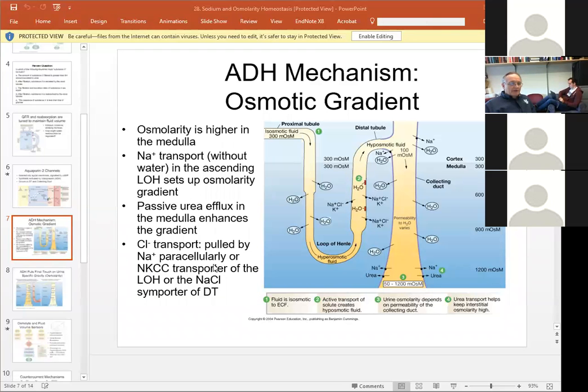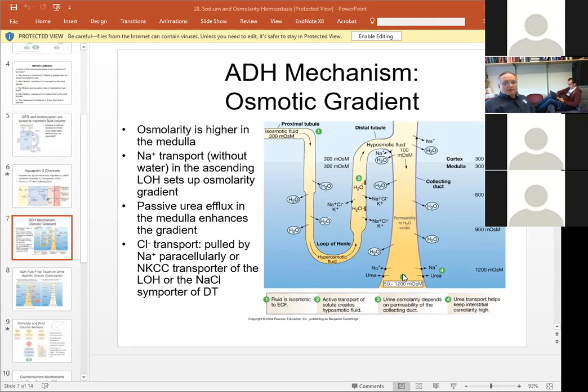The potassium chloride transporter of the loop of Henle is the main thing that we're talking about here. Sodium transport without water in the ascending limb of the loop of Henle leads to excessive solutes out in the interstitial fluid. Also, the urea that's coming out would increase the urea concentration, and that would increase the osmolarity gradient in the interstitial fluid between the nephrons in the pyramids of the kidney.